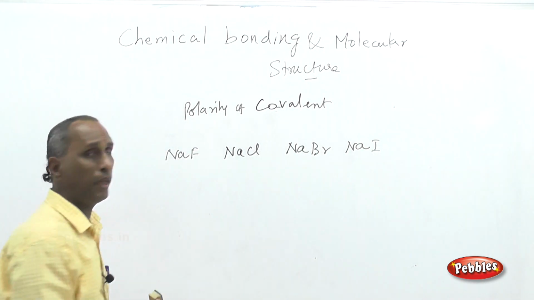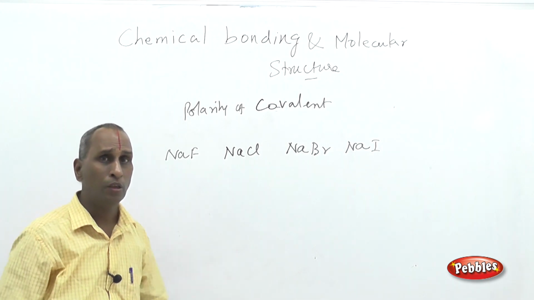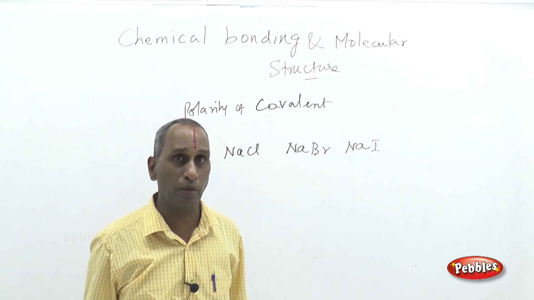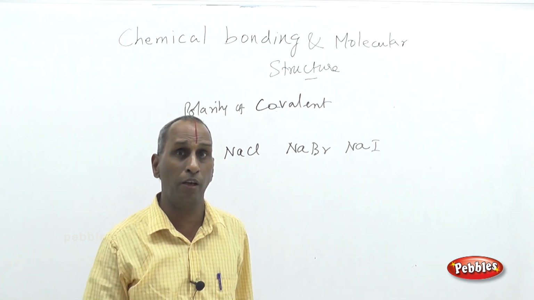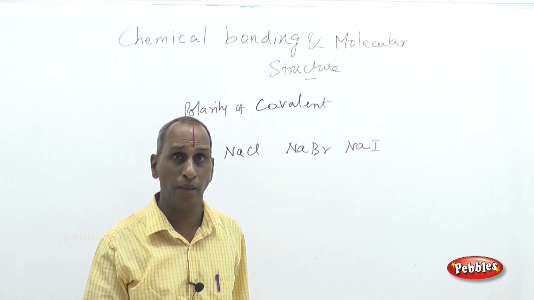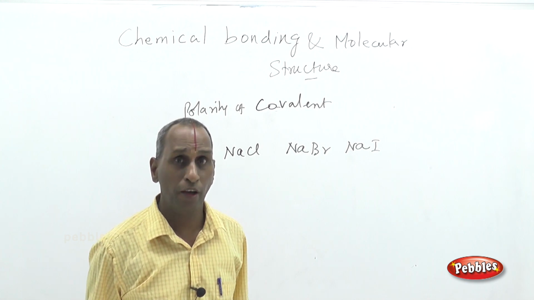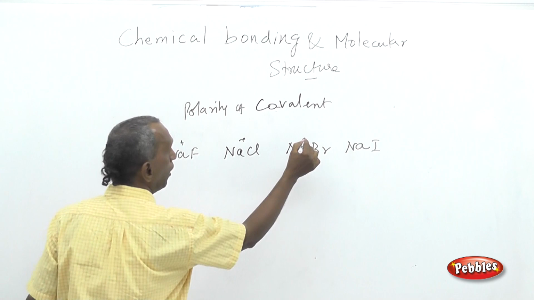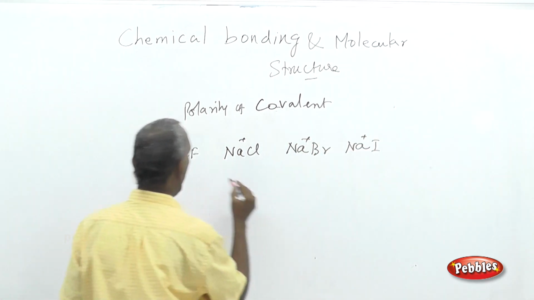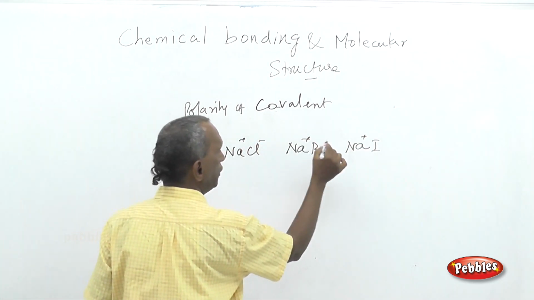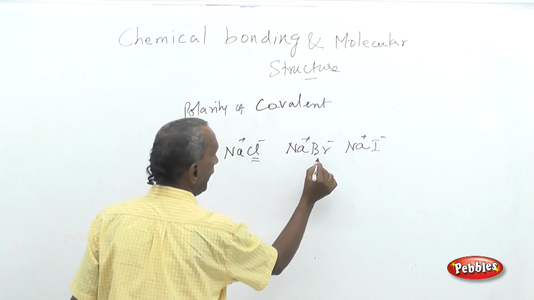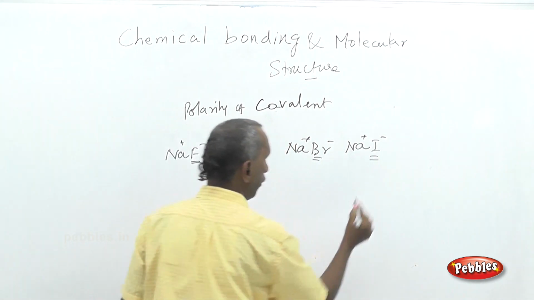So all are sodium halides: sodium fluoride, sodium chloride, sodium bromide, sodium iodide. All are supposed to be ionic compounds. Already we illustrated NaX in general, ionic compound formation, which we have studied. Here, the cation is Na+, common in all the cases, but the anion is a halogen in general, and the nature of the halogen varies: fluoride, chloride, bromide and iodide.